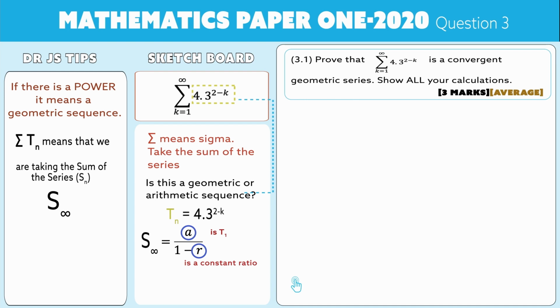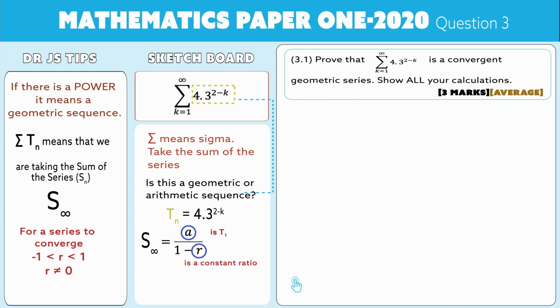Okay, that's not that difficult. We must remember, for a series to converge, the big tip is the constant ratio must lie between 1 and minus 1, and obviously it can't be naught, because if the constant ratio is naught, we have no series. We have naught plus naught plus naught. Okay, so let's have a look. We first have to find out what our series looks like.